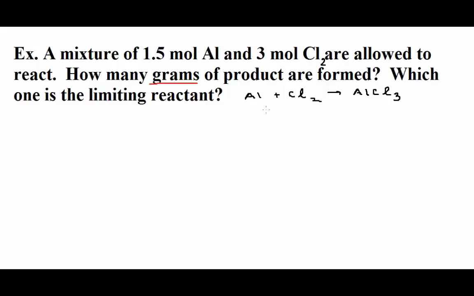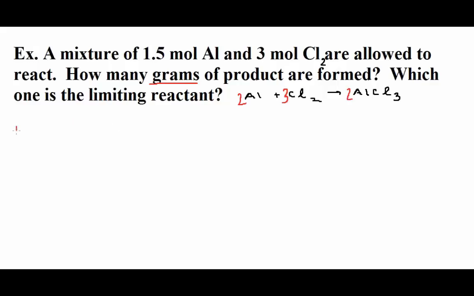In order to do that, I first have to balance the reaction that is occurring. So I have 2 chlorines here and 3 here, so I've got to put a 2 here, a 3 here, and a 2 here. And so what I'm going to do now is I'm going to calculate the number of grams of product of aluminum chloride that each of these reactants will produce, and that will enable me to determine which is the limiting reactant.